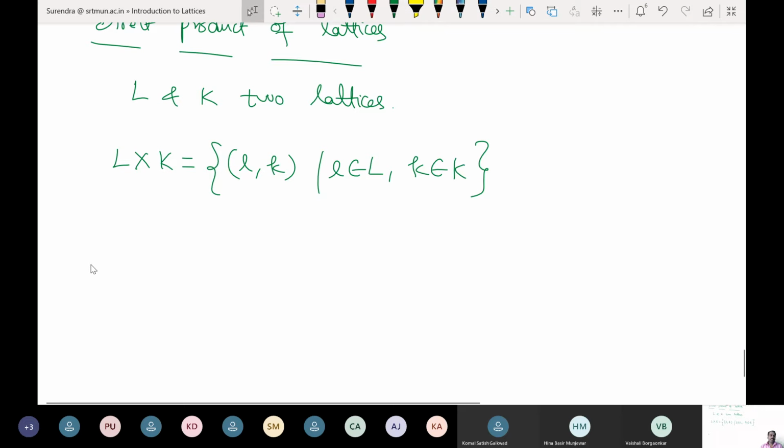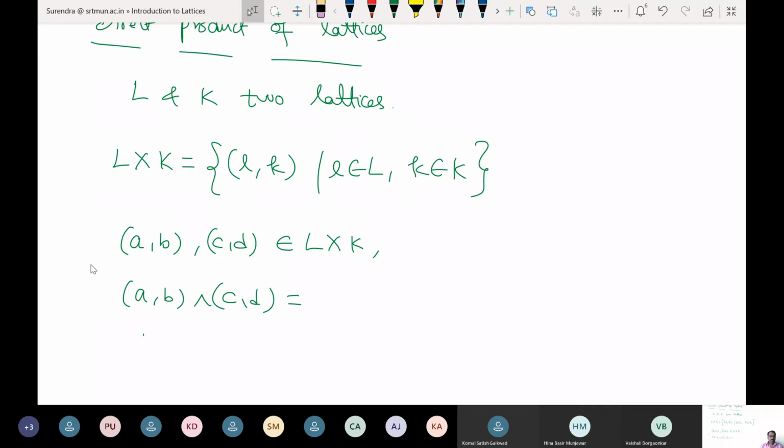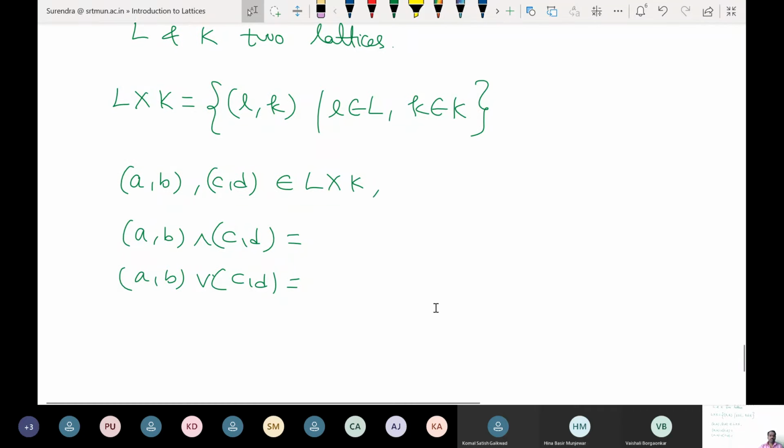and on this you can define an algebra. That means you take any two elements (a, b) and (c, d). For these two elements, we can define (a, b) meet (c, d). Also, we can define (a, b) join (c, d). So these are all natural. Can somebody guess how we can define this meet and join so that they are closed with respect to this, and it will become a lattice?